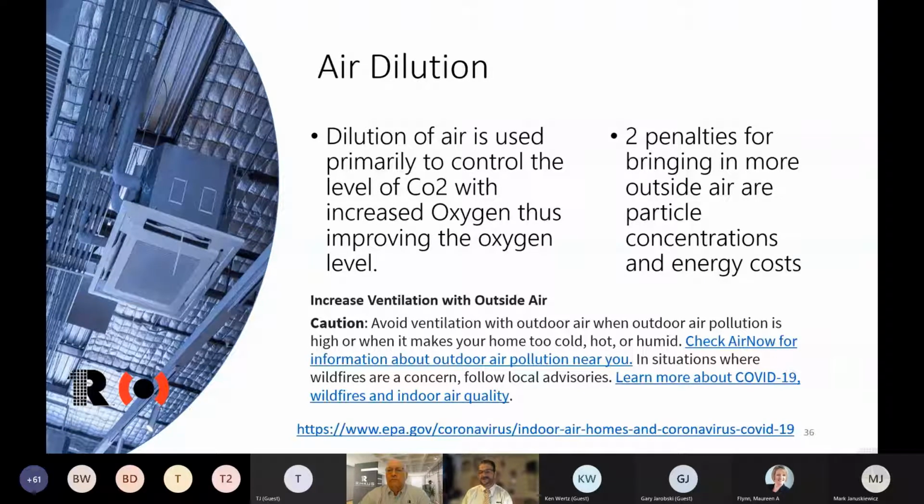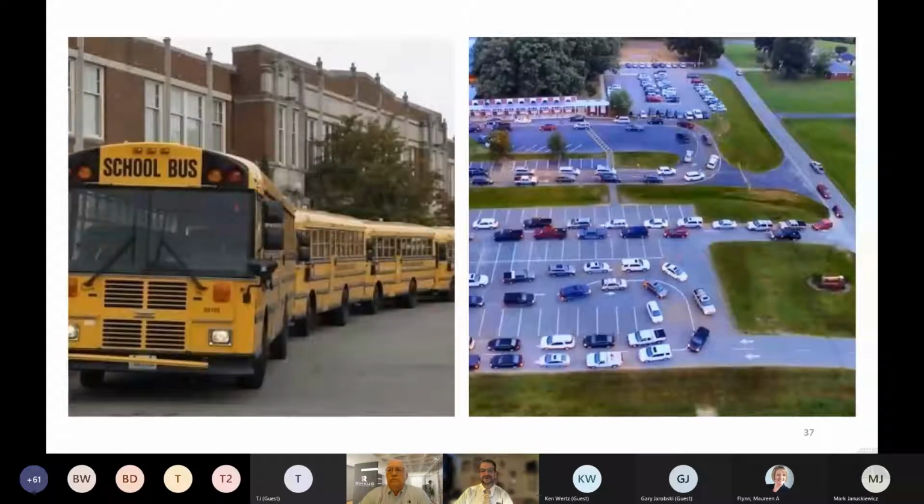So we want to reduce particles whenever possible. They have a Check Air Now information deal on their site. In situations where wildfires are concerned, follow local advisories. And they're also talking about what's going on in California as well. So something like this is my biggest concern. It really is one of the larger concerns that I have about opening windows.